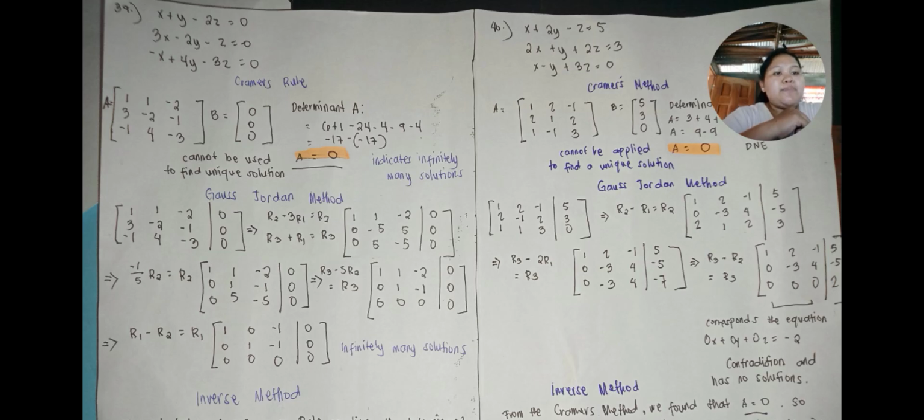First, let us apply Cramer's rule. For the coefficient matrix A and the constant matrix B, we get its determinant A, and it results to 0. A determinant of 0 cannot be used to find a unique solution, so it indicates infinitely many solutions. After that, we proceed with Gauss-Jordan.